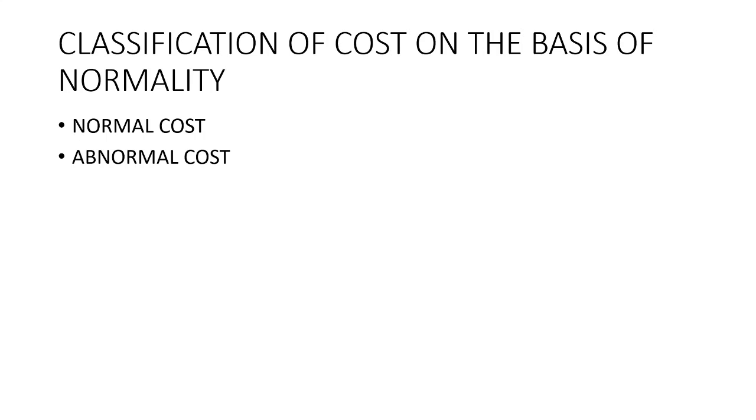So in this session, we have seen the classification of cost on the basis of variability or behavior. That is, they can be classified as fixed cost, variable cost, semi-variable or semi-fixed cost. Then we have seen the classification of cost on the basis of controllability. That is, it can be classified as controllable cost and non-controllable cost. And we have seen the classification of cost on the basis of normality. Cost can be classified as normal cost and abnormal cost.